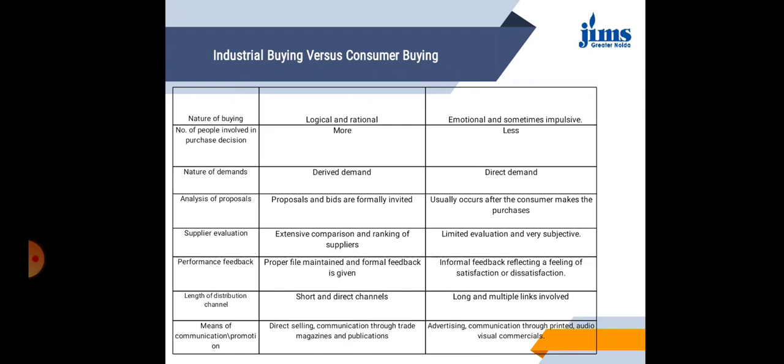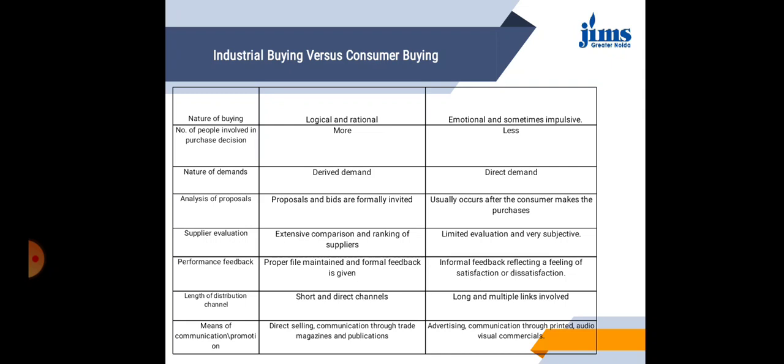A lot of people are involved in industrial buying, while if I talk about consumer buying, there are less number of people. I alone can buy anything for myself. There is no need to involve a lot of people. Nature of demand, industrial buying we have derived demand, while in consumer buying we have direct demand.